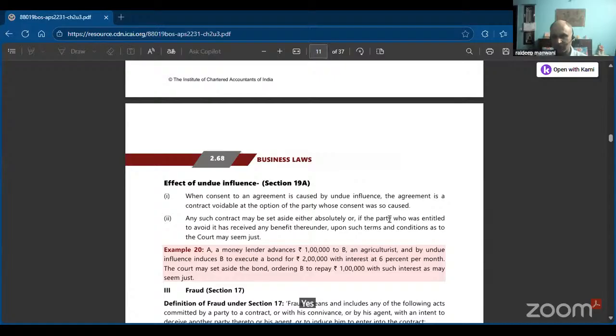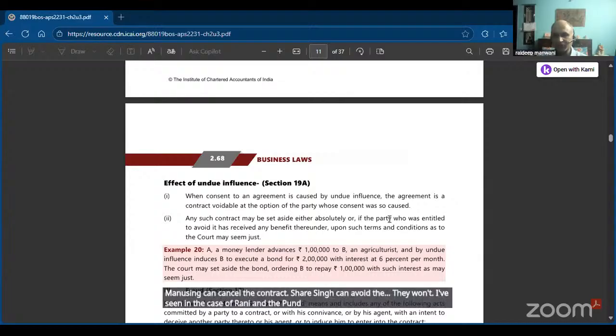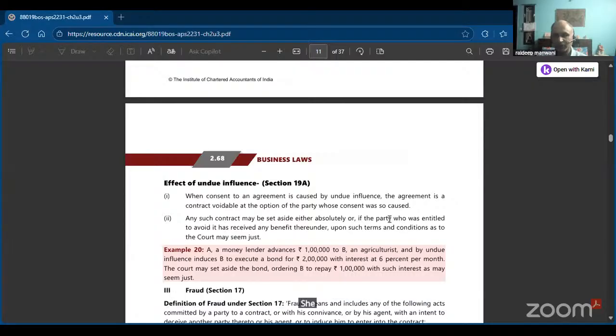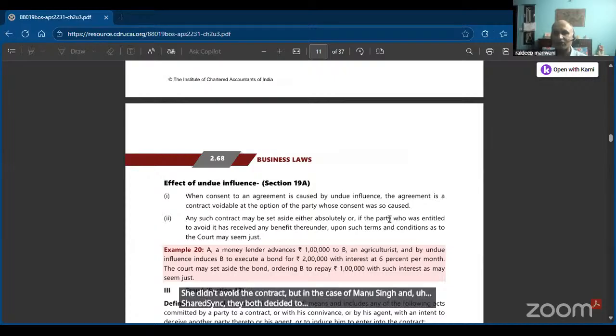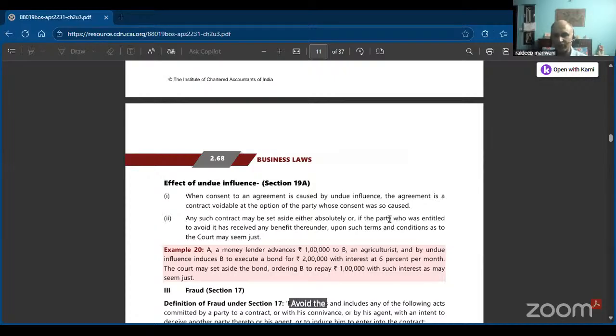Yes, sir. So Annapurni Devi can cancel the contract. Umadat Manu Singh can cancel the contract. Sher Singh can avoid the contract if they want. See, in the case of Rani Annapurni, she decided to continue the contract, but with changed terms. She didn't avoid the contract. But in the case of Manu Singh and Sher Singh, they both decided to avoid the contract. Okay, done.